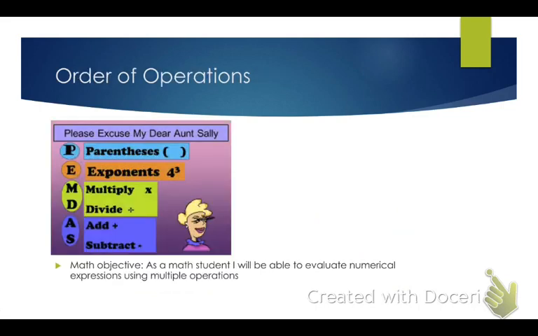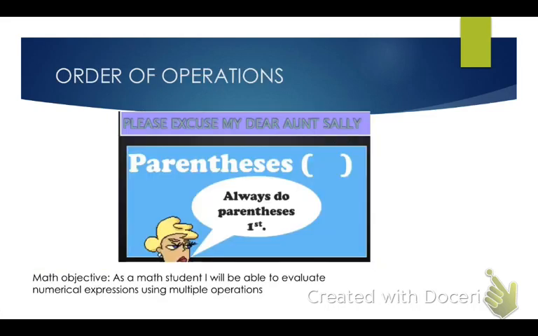Well, order of operations. Please excuse my dear Aunt Sally. You've all heard that before. First thing you do, parentheses. Always do that first. Second thing, exponents. Third thing, multiply and divide. Remember, they are married. You do it left to right. Whatever comes first, multiply and divide. Fourth, add and subtract. Whatever comes first from left to right. Whether it's adding or subtracting, it doesn't matter. Whichever one comes first, left to right. Don't forget that. That is so important.